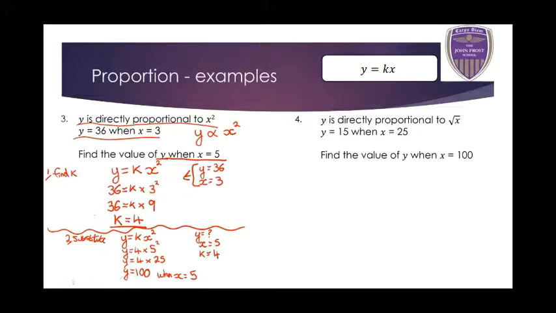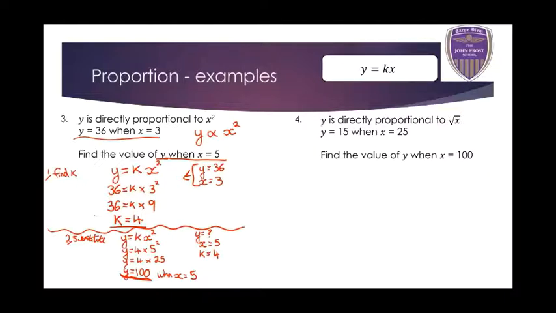Job done. Okay, and that's the value of y when x is equal to 5 and y is directly proportional to x squared. So the only thing that's changed is you have to read the first line of the question, and when it tells you y is directly proportional to x squared, you just have to rewrite this formula. Instead of x, change it to x squared. Let's have a look at question 4 now.